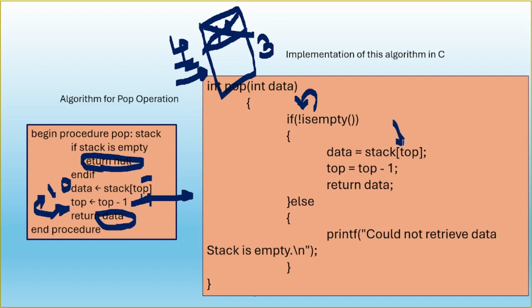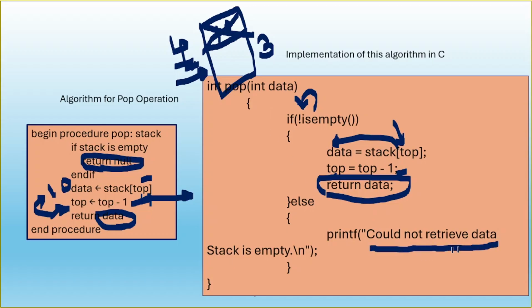Remove the top data from the stack. So here in this example, 10, as I am showing you, then top is decremented by 1, so from 4 it becomes 3. Then we are returning the data value, that is 10, and it will be printed. However, if my stack is empty, then it should display the message "could not retrieve as stack is empty." Is this clear to everyone?